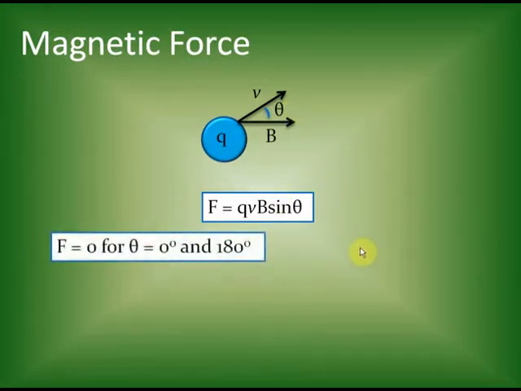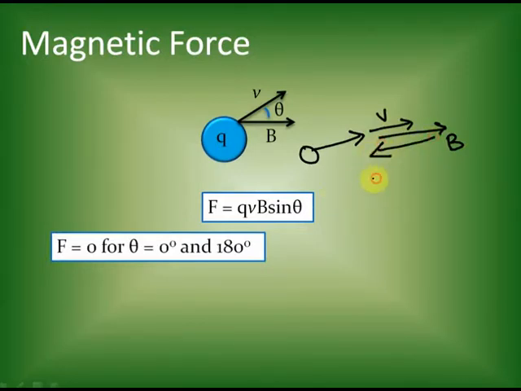Now it is obvious from this expression that the magnetic force on a particle which is moving parallel or anti-parallel to the magnetic field will be 0. Isn't it? Because for that particle, theta will be 0 or 180 degrees. So for example, if this is the magnetic field here, a particle which is moving like this, or like this, will have 0 magnetic force acting on it, because theta will be 0, so QVB sine 0 will be 0.